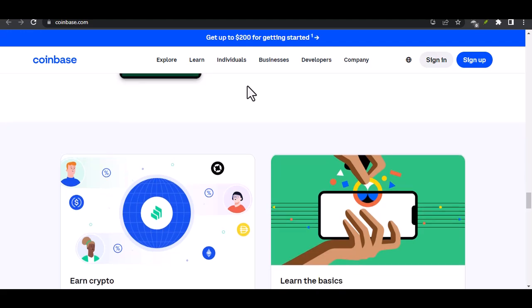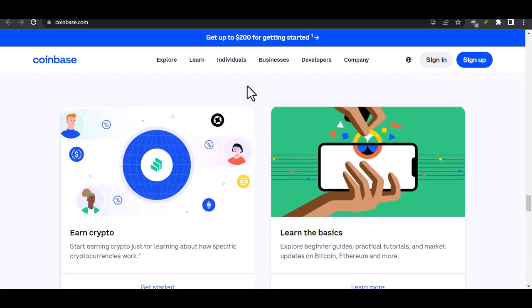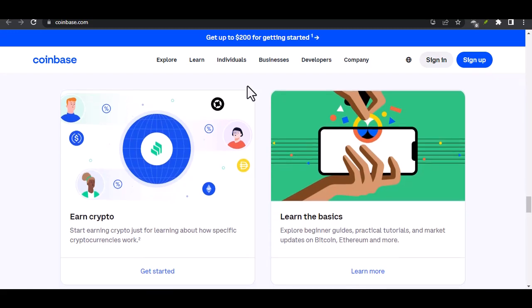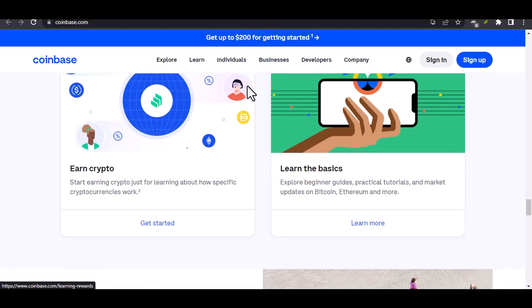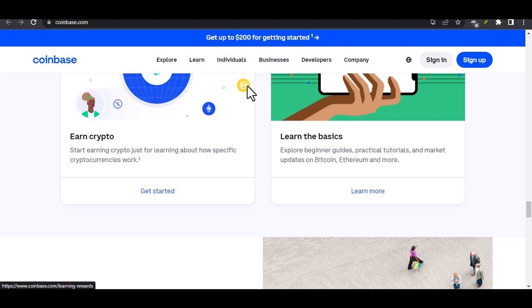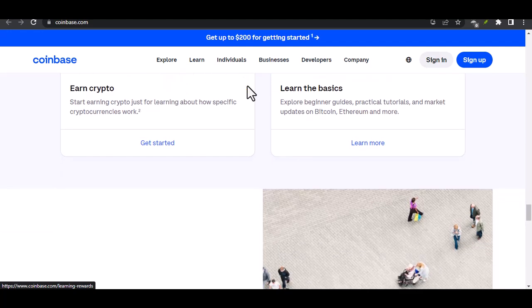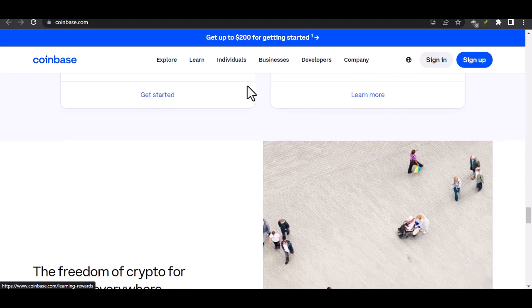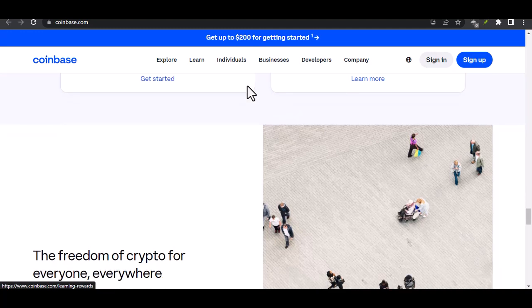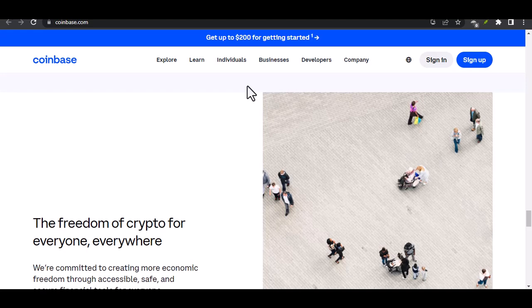Tip number two, batch your withdrawals. Network fees are often transaction-based, meaning you'll pay the same fee regardless of the amount you're transferring. So, instead of making multiple smaller withdrawals, try to consolidate them into one larger transfer. This way, you'll spread the network fee over a bigger chunk of crypto, effectively reducing the percentage impact on your overall profit.